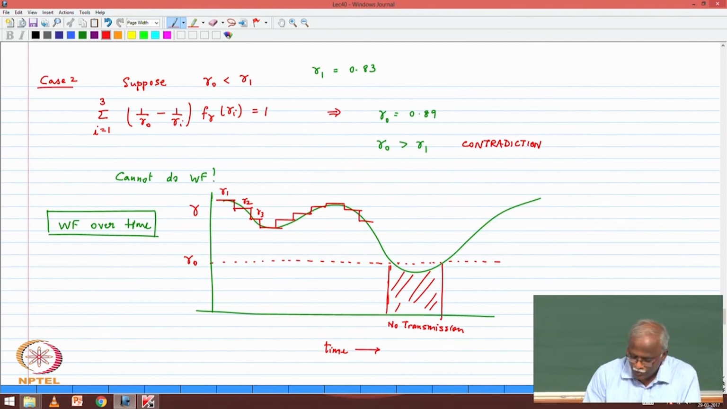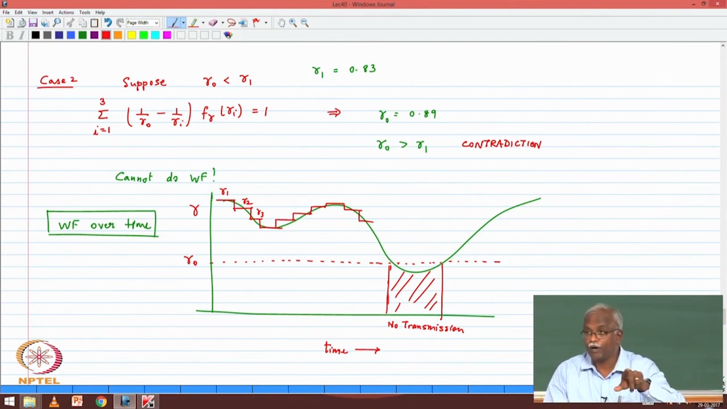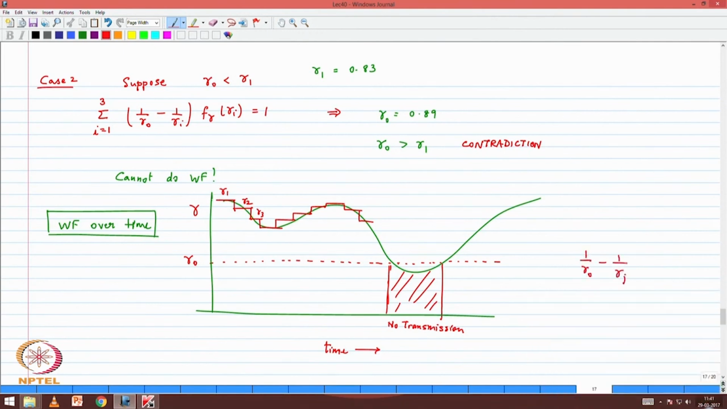So, we know that the minute I have an SNR, I have an encoder decoder which I can work with. All I needed to know was the power allocation, and the power allocation will basically come as 1 by gamma naught minus 1 by gamma j. And how did I get gamma naught? By computing the average power constraint.